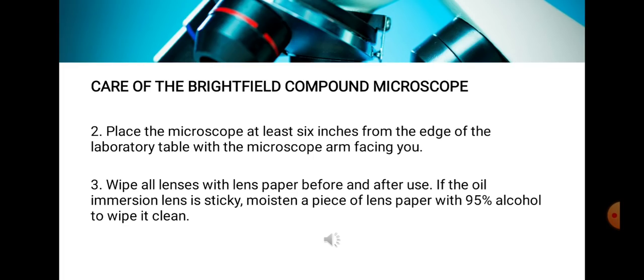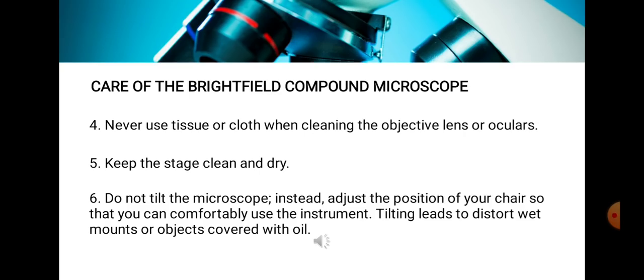Then, you have to wipe all the lenses with lens paper before and after use. If the oil immersion lens is sticky, moisten a piece of lens paper with 95% alcohol to wipe it clean. Never use tissue or cloth when cleaning the objective lens or oculars. Only use special lens paper or wipes for cleaning the lenses. Microscope lenses can easily be scratched and should be treated with great care. Never use sharp instruments or anything abrasive on the microscope lenses.